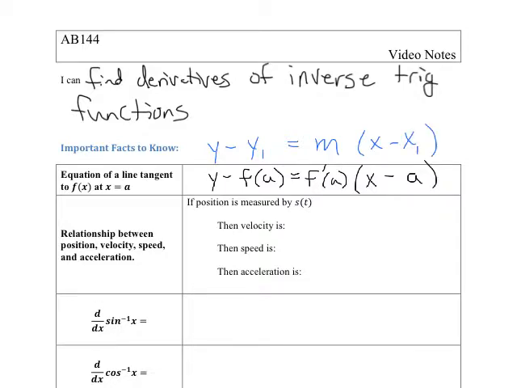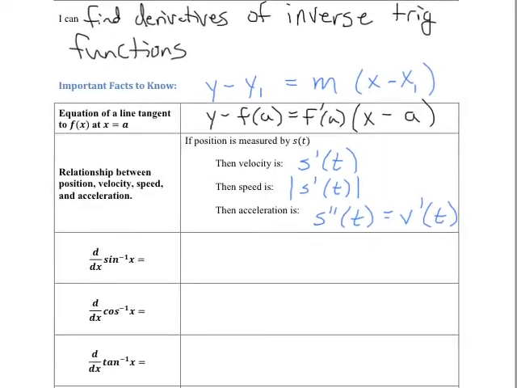So the next important thing to remember is if position is measured by s of t, then velocity is s prime of t, speed is the absolute value of s prime of t, and acceleration is s double prime of t. Or if you wanted to, you could say the derivative of velocity. So those are some important things that we'll get to later in the notes.